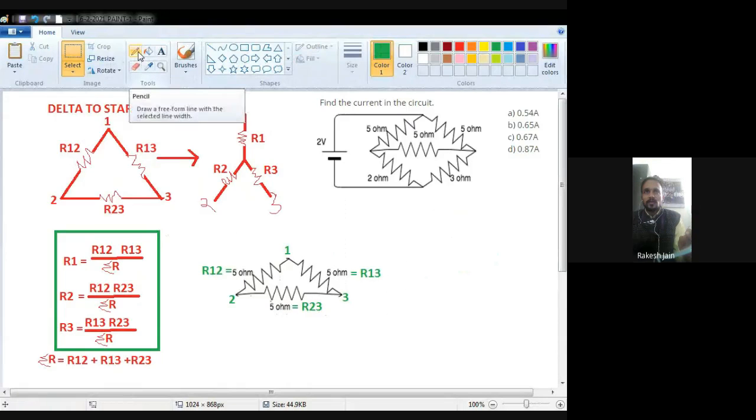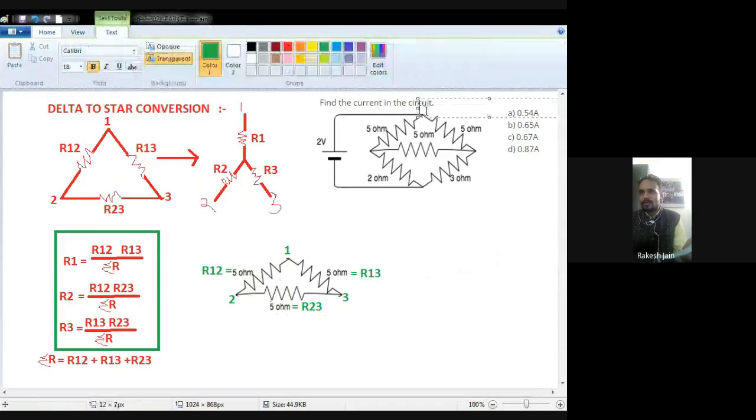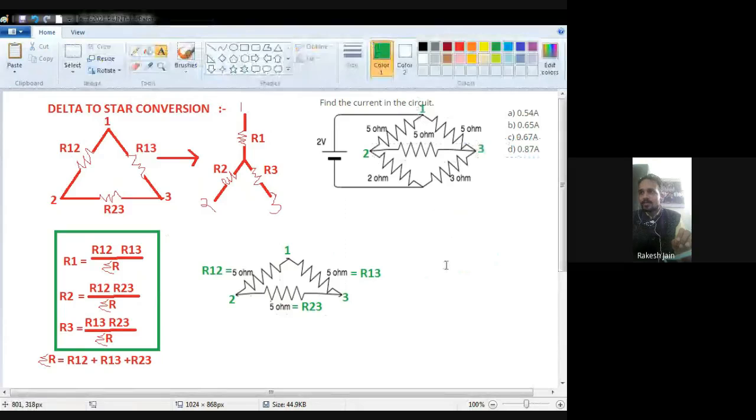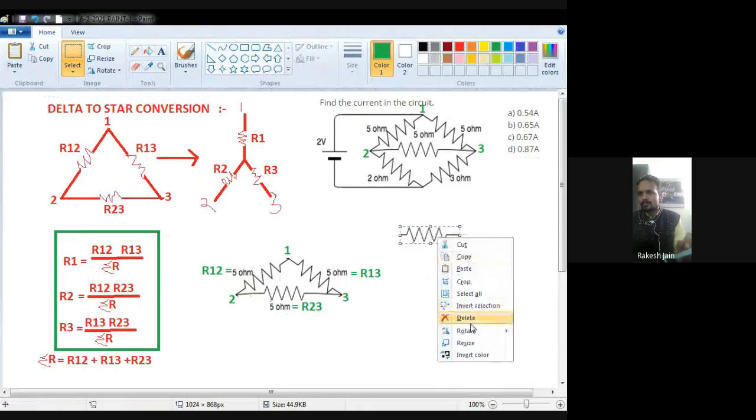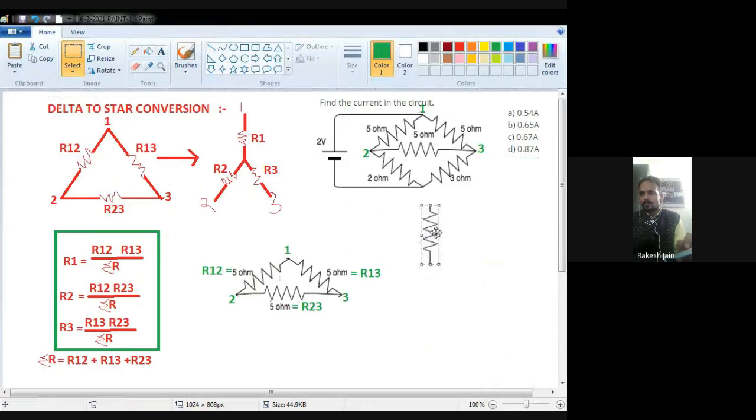Now first of all we should convert them. On the basis of the diagram which is given, we have to convert them into a star network. So what I have done till now is put this as the first node, this as the second one and this as the third node. Now this will be converted into a star. Definitely your star network will look like this.